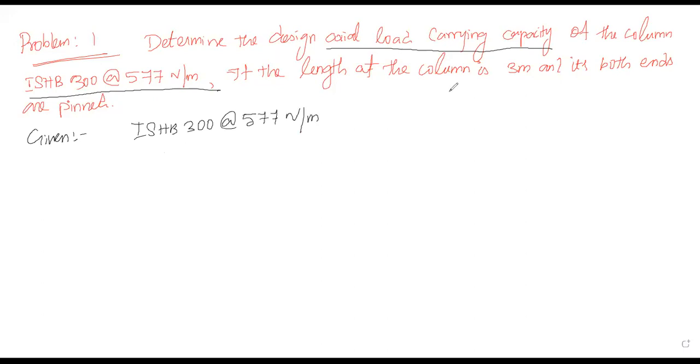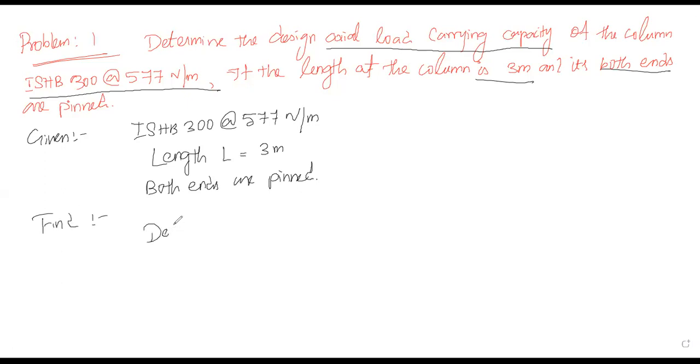And the length of the column they have given as 3 meter. And they have given that both ends of the column are pinned or hinged. Both ends are pinned. So these are all the given data. Let us find the design axial load carrying capacity of the column.